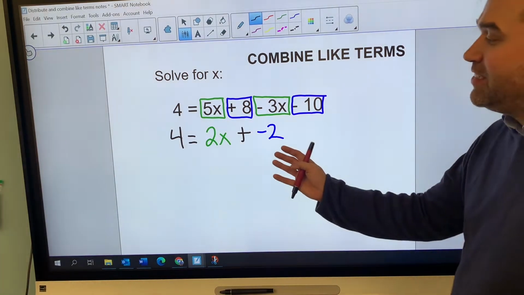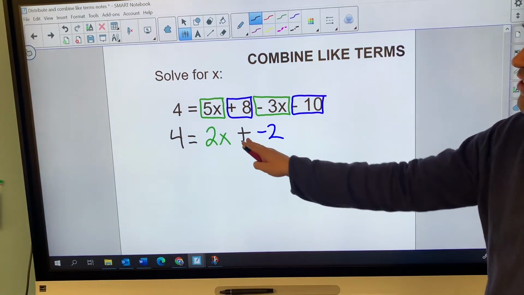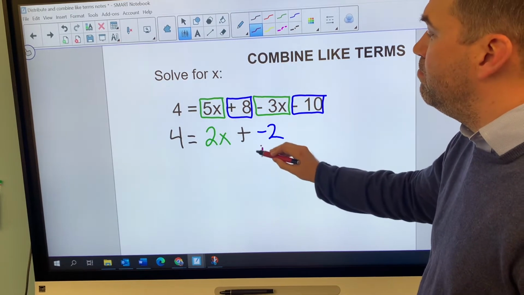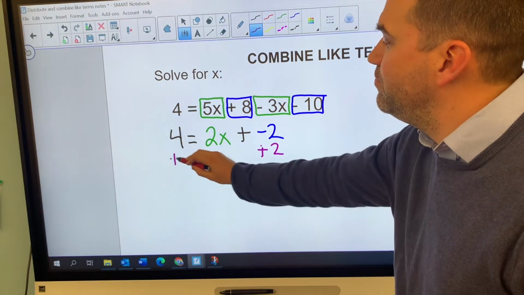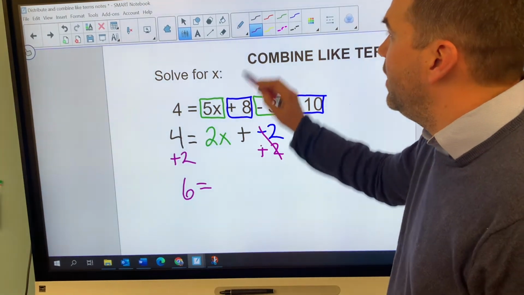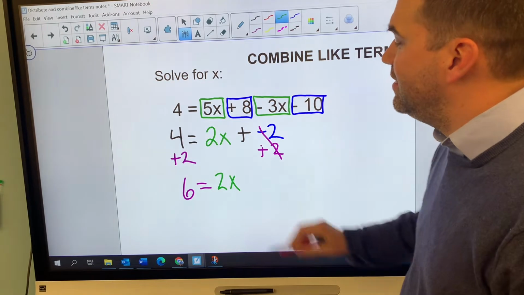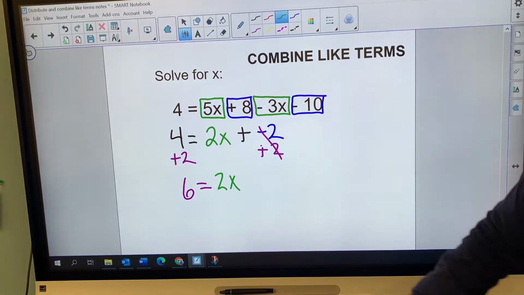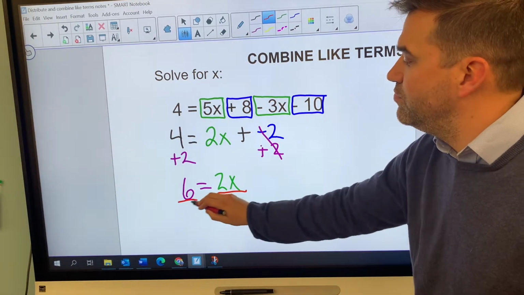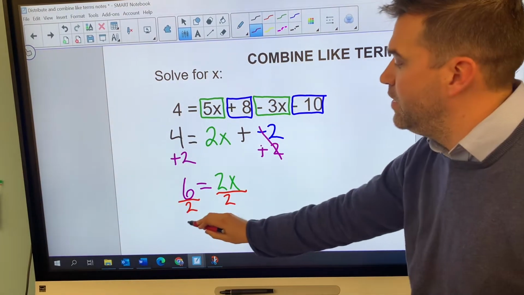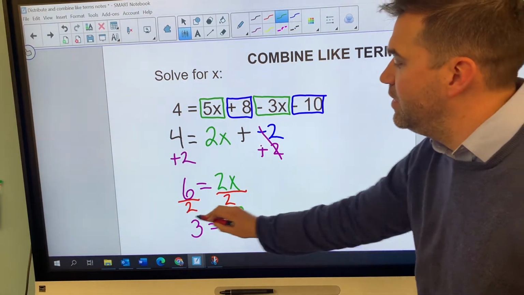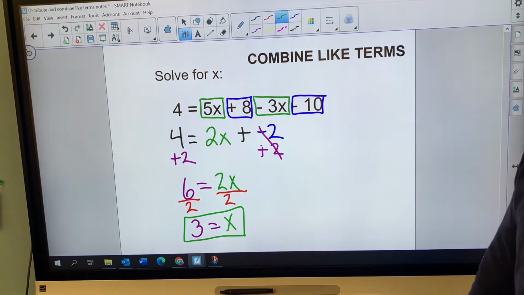Now we've got this two-step equation, 2x plus -2. Two things happening to x. I'm going to undo the -2 with a +2. 4 plus 2 is 6, and 2x just stays the same. Last step, divide both sides by 2. 6 divided by 2 is 3, and 2x divided by 2 is just x, and there's x by itself. x equals 3.